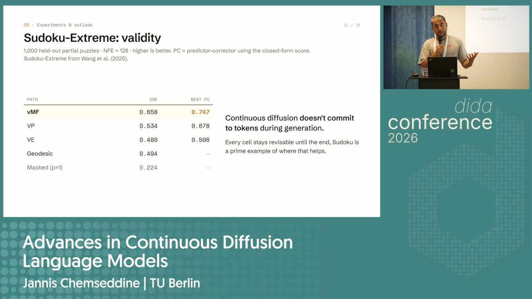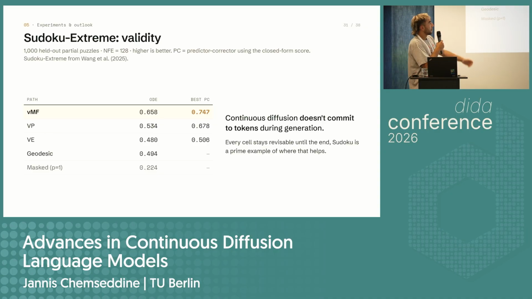Now, the nice thing about continuous diffusion is it never commits to tokens until the end, right? So you basically have this kind of state which encodes a belief about what I think the answer is, which is developing over time. At some point you have to decide at the end, but until the end you could, in theory, still change your mind.